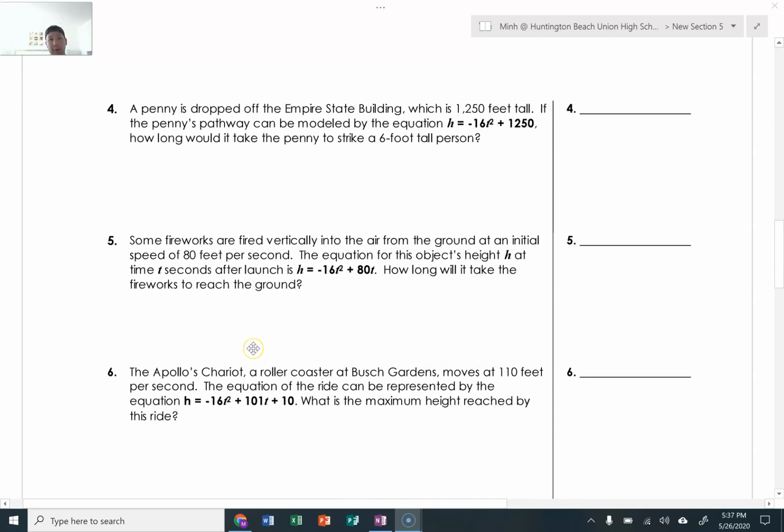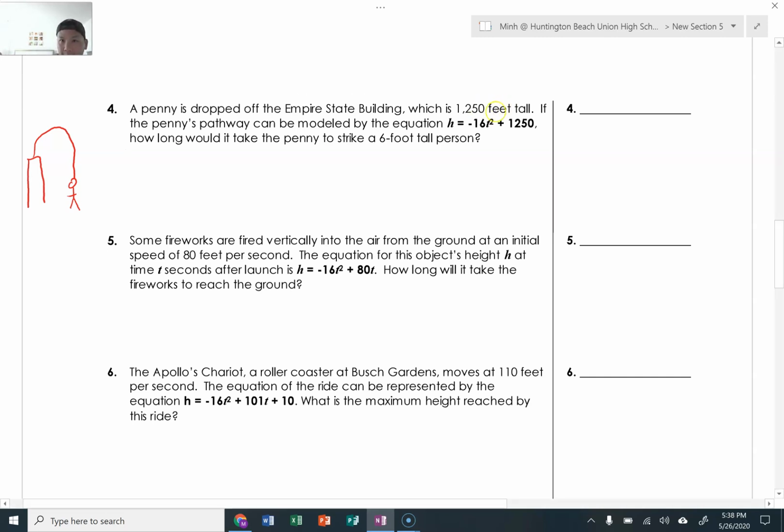So for problem number 4, it says a penny is dropped off of the Empire State Building, right? Which is a crazy thing to do. So it's dropped off a building, and they're asking you, when is it going to strike a person that's 6 foot tall? I know right now that picture is not really drawn to scale, because the building is about half the size of the person, but it's just for visual reference. So how long is it going to take to strike a 6 foot tall person?